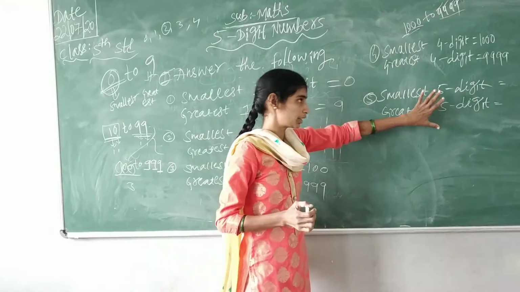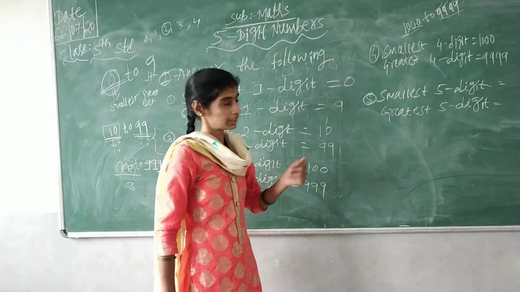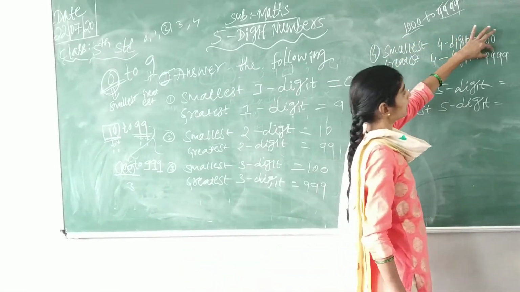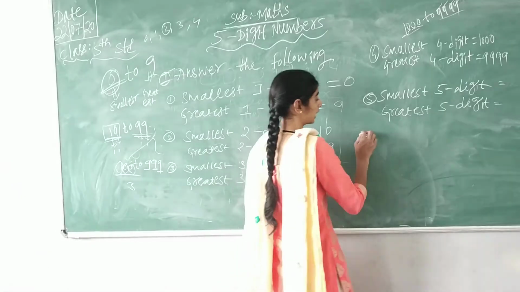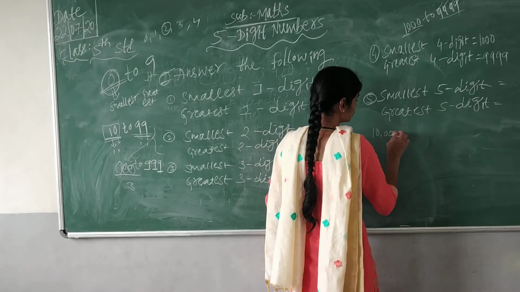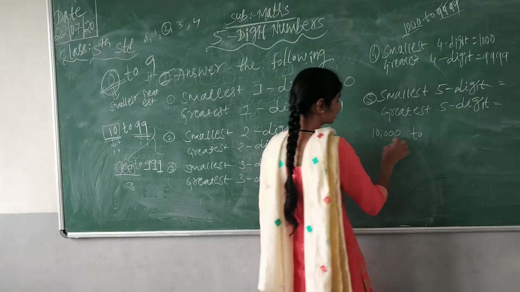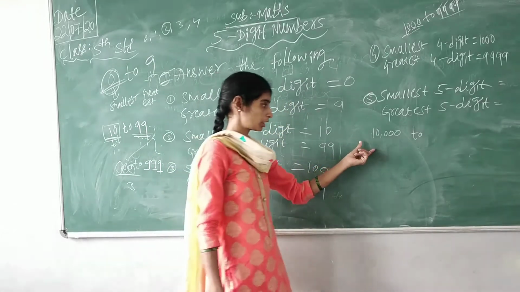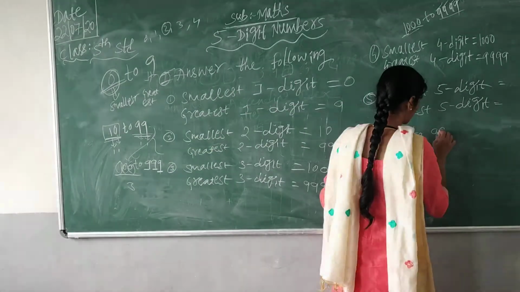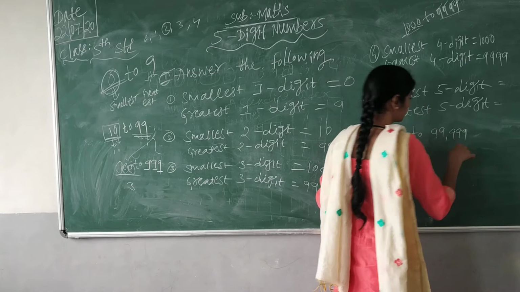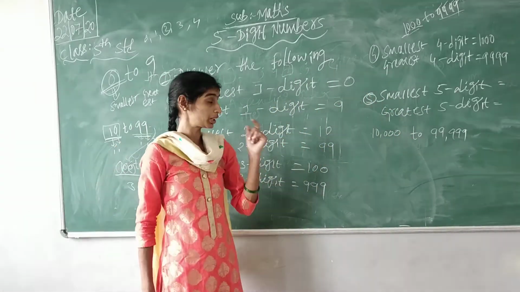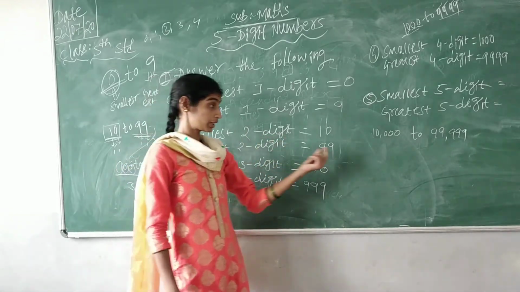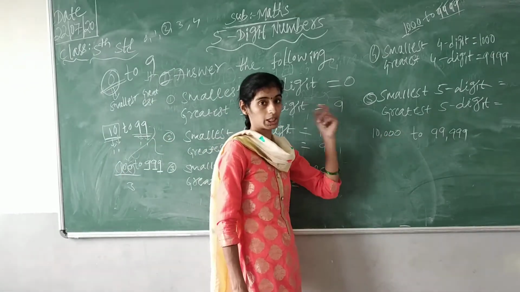So I hope, children, up to 4 digit numbers you all know. Then how to write the 5 digit number, children? After 9999, what will be our next number? 10,000, yes, no? So 5 digit numbers go from 10,000 to 99,999. From where are they going to start, children? It is 10,000. Keep in mind.